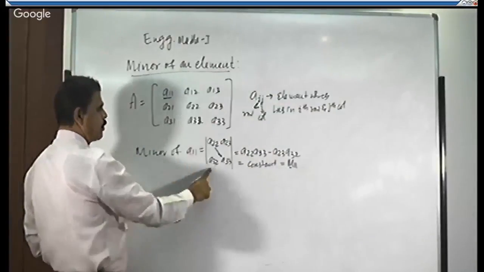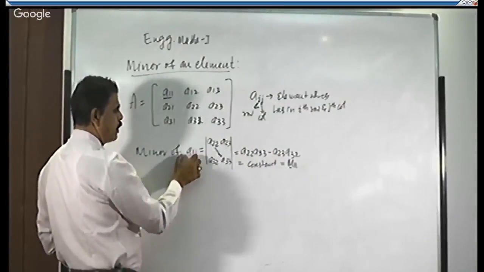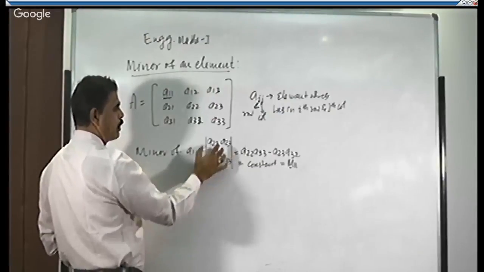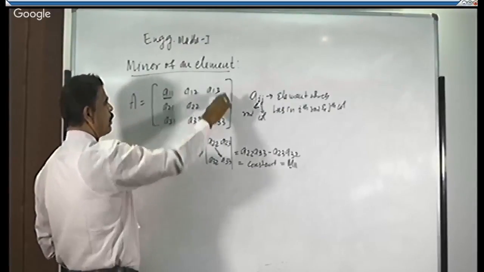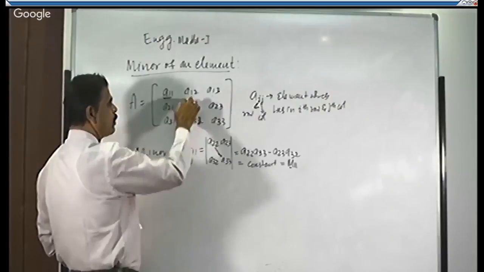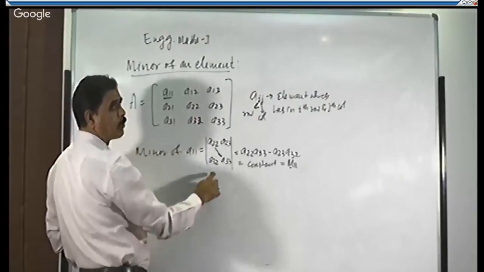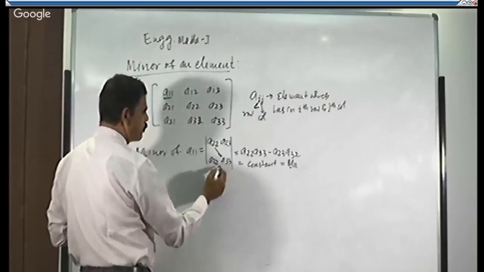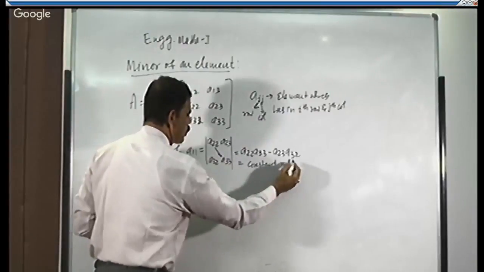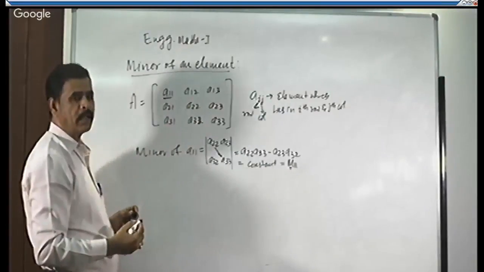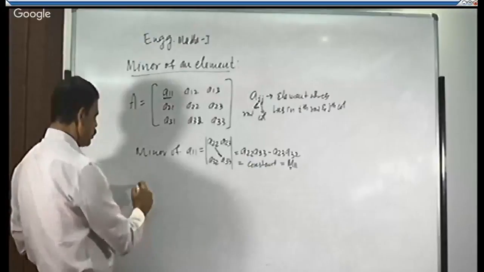So, what is a minor? The minor of an element is always a determinant. A lower order determinant is taken, because for a 3 cross 3 matrix the next lower order is a 2 cross 2 determinant. By expanding this, I will get some constant. It is represented as the minor of an element.